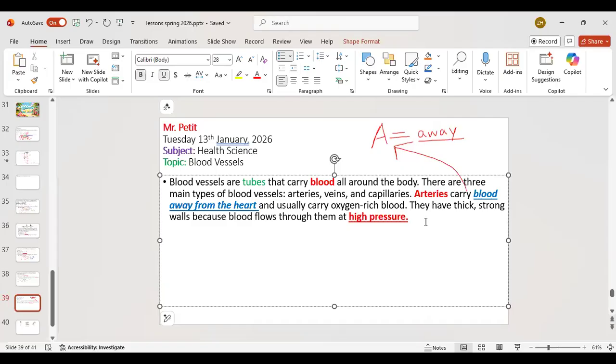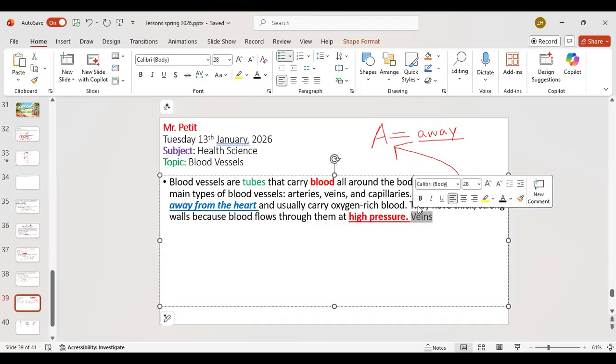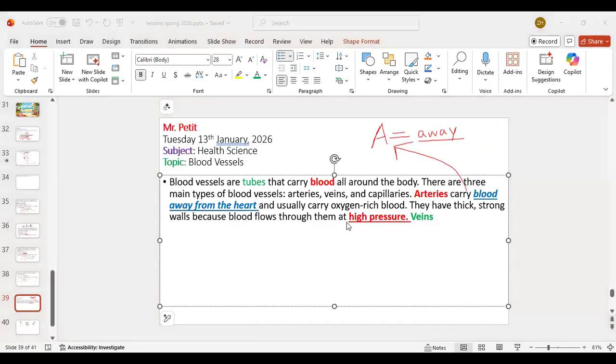Now let's talk about veins. So veins are different. Arteries carry blood away from the heart. Veins are gonna carry blood to the heart, okay? So arteries, A for away, carry blood away from the heart, and veins are the opposite. Veins are gonna carry blood toward the heart. So veins carry blood back to the heart, right?